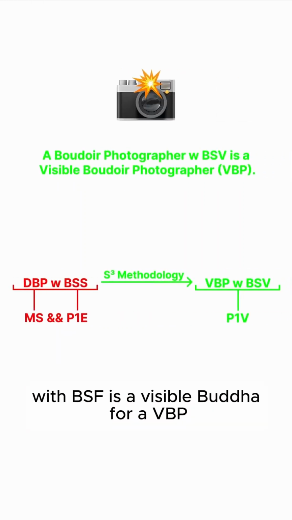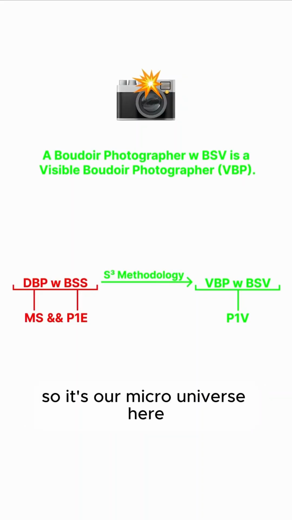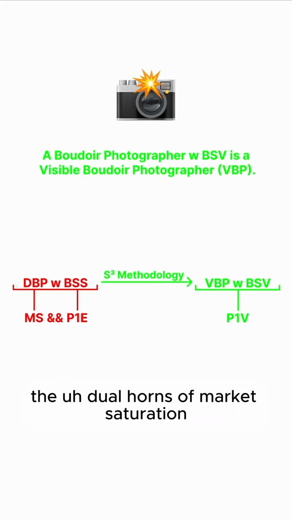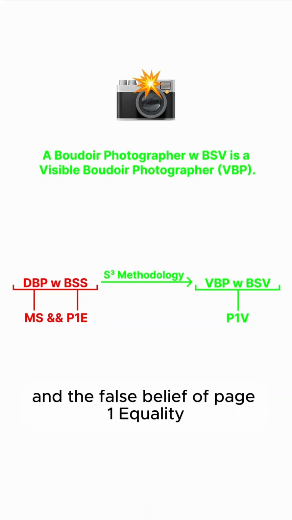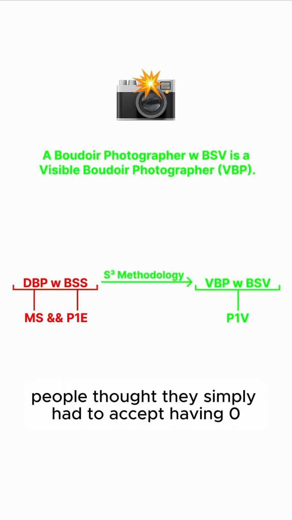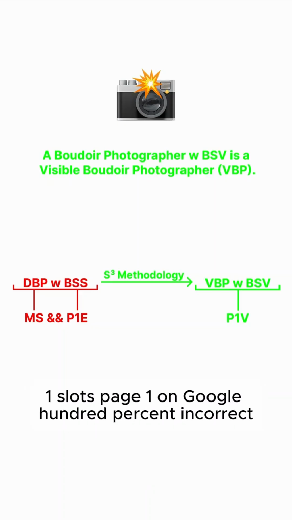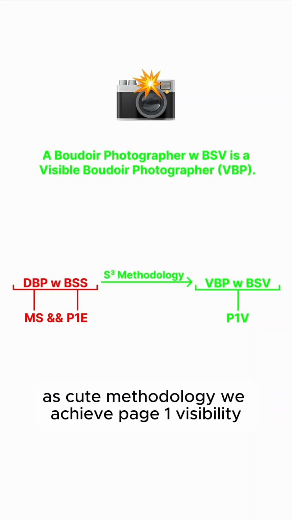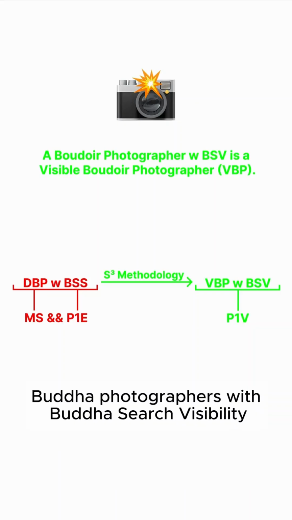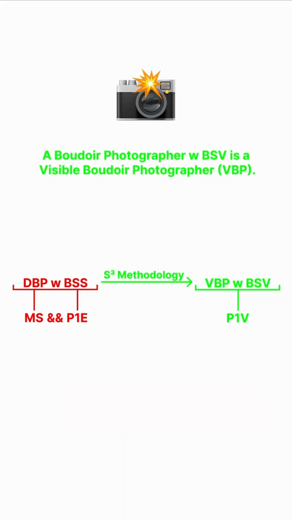And a boudoir photographer with BSV is a visible boudoir photographer, a VBP. So this is our micro universe here. A disappearing boudoir photographer with boudoir search sameness is caused by the dual horns of market saturation and the false belief of page one equality. People thought they simply had to accept having 0 or 1 slots on page one on Google. 100% incorrect. We now know that. We developed a solution, S-cubed methodology. We achieve page one visibility. We become visible boudoir photographers with boudoir search visibility.